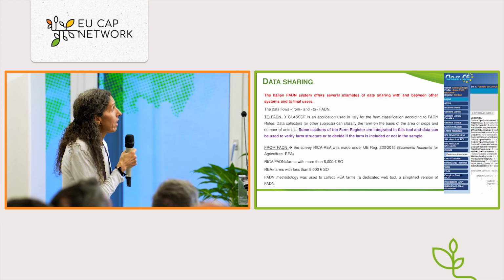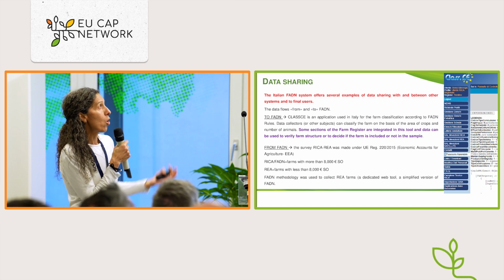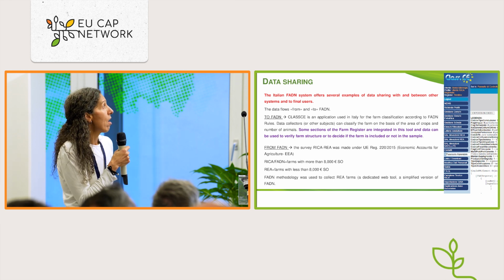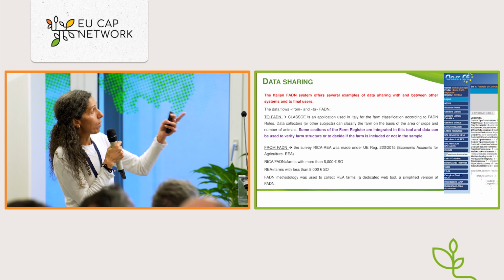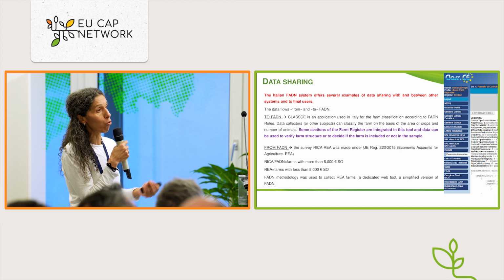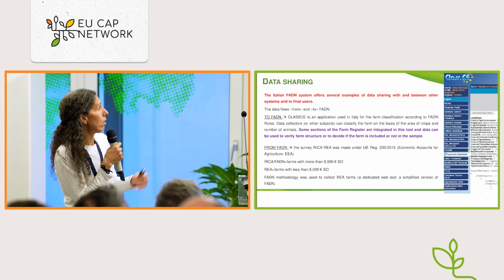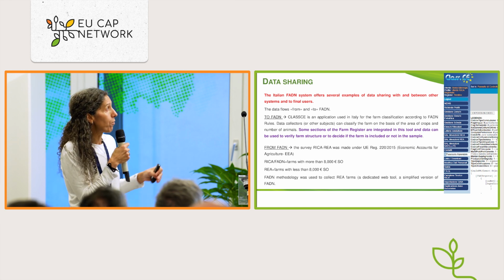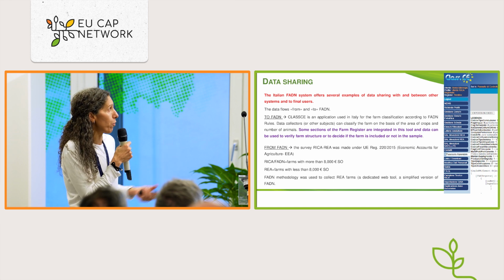Finally, the data sharing. The Italian FSDN system offers several examples of data sharing between other systems, but also to the final users. One example of data flow to FSDN is an application called Class CREA. Class CREA is an application that we use to classify the farms according to the FSDN rule. Data collectors or other subjects or even the farmers can classify the farms on the basis of their characteristics, so the crops and the number of animals.